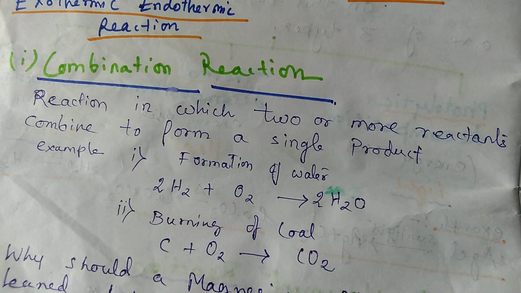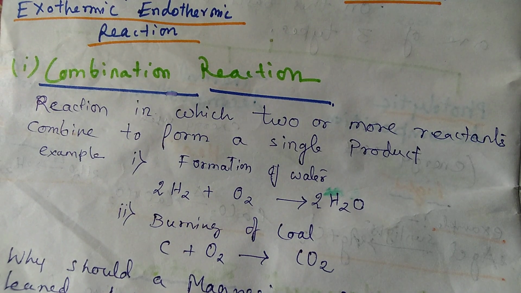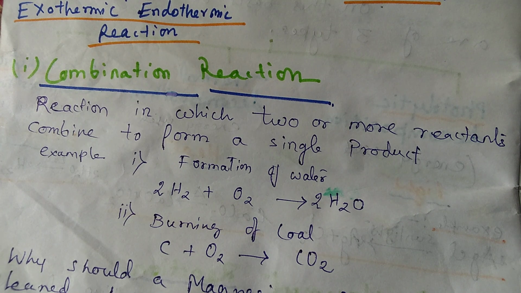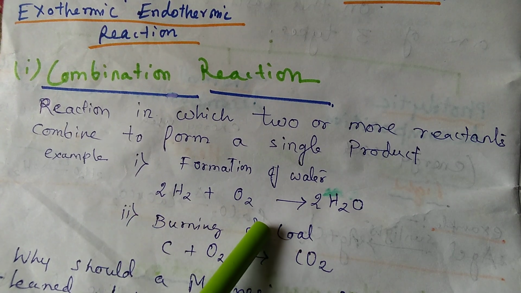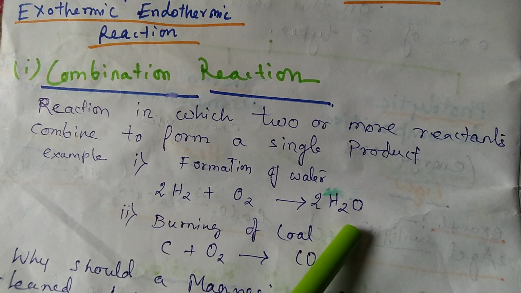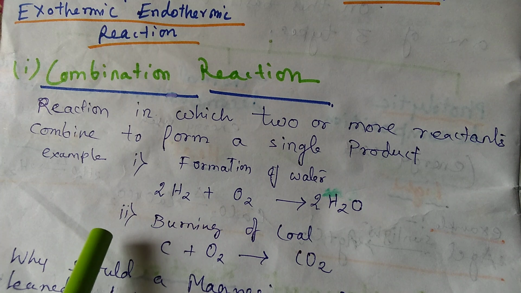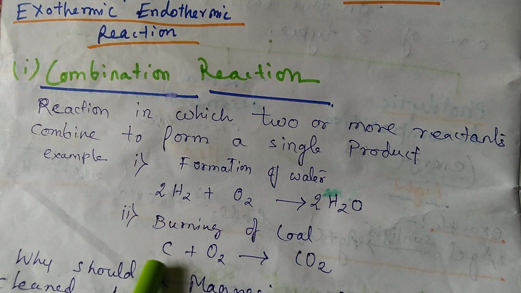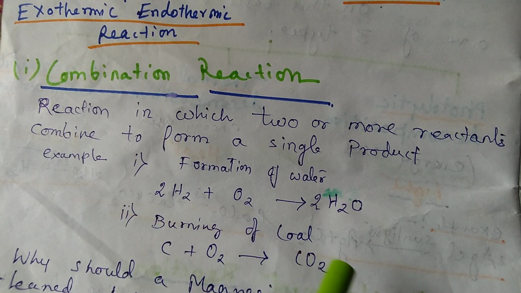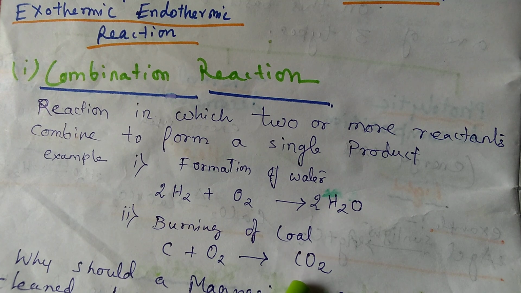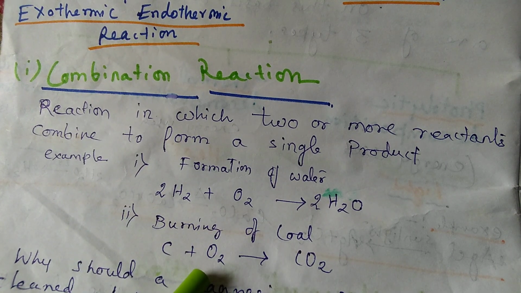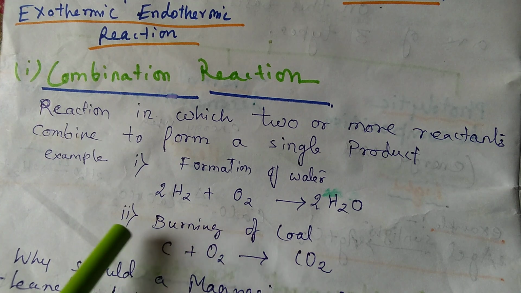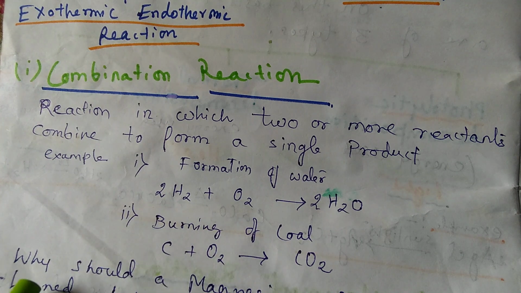So in this type, two or more reactants combine to form a single product. For example, during formation of water, hydrogen gas combines with oxygen gas to form a single product, water. During burning of coal, carbon combines with oxygen gas to form a single product, carbon dioxide. We can see in both the examples two reactants combine to form a single product. This type of reaction is known as combination reaction.